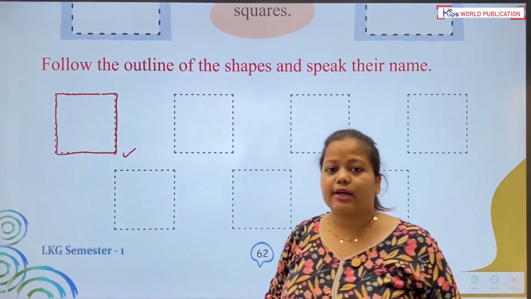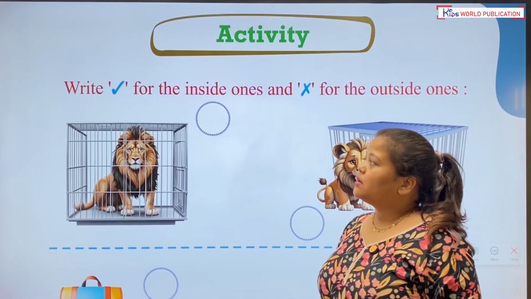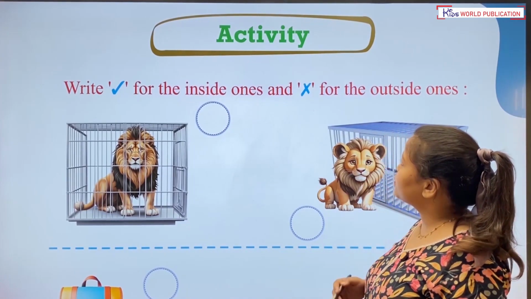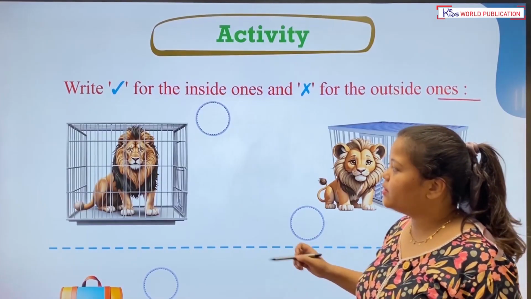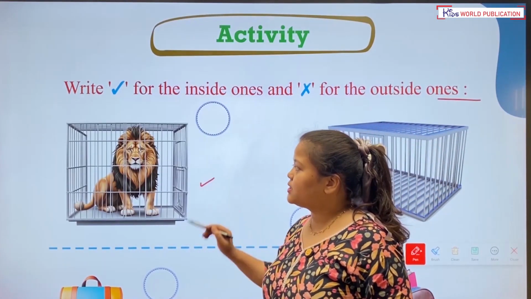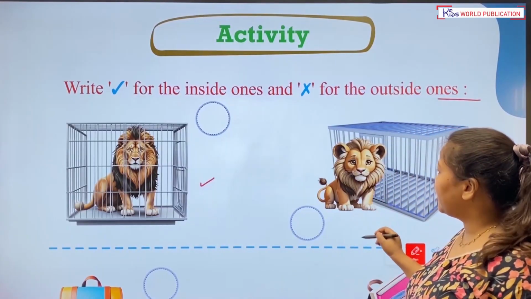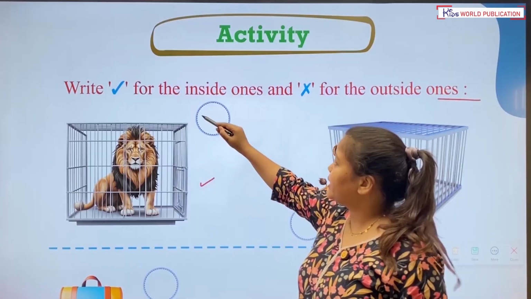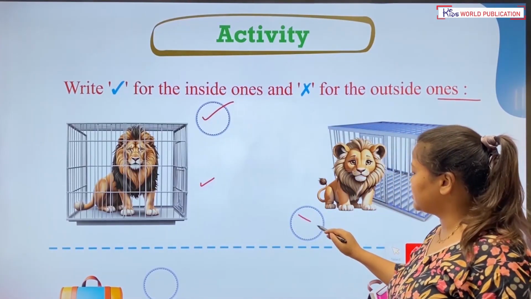This is how you will complete the shape square activity. Write tick for the inside ones and cross for the outside ones. So here you can see a lion inside the cage and a lion outside the cage. So the object which is inside, we will tick it, and the object which is outside, we will cross it.